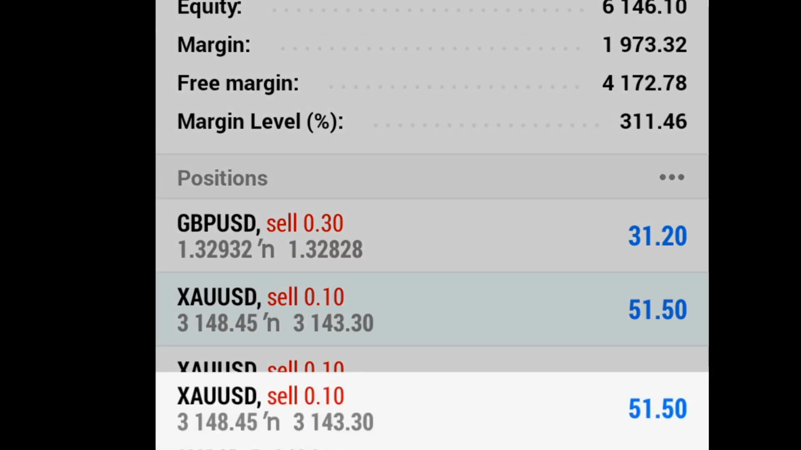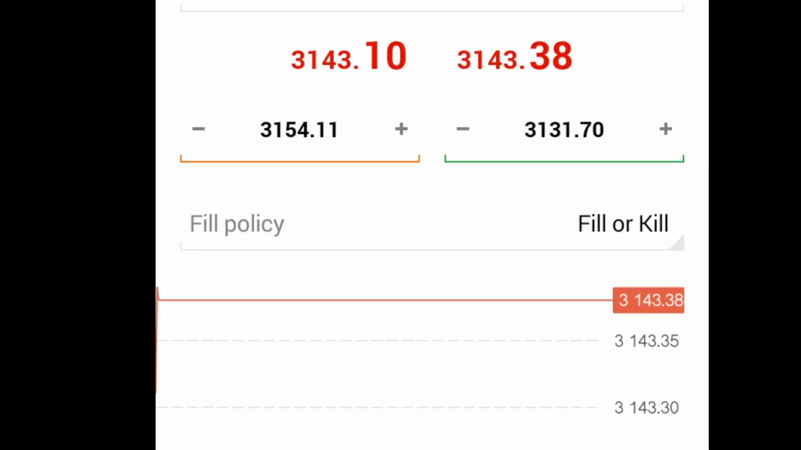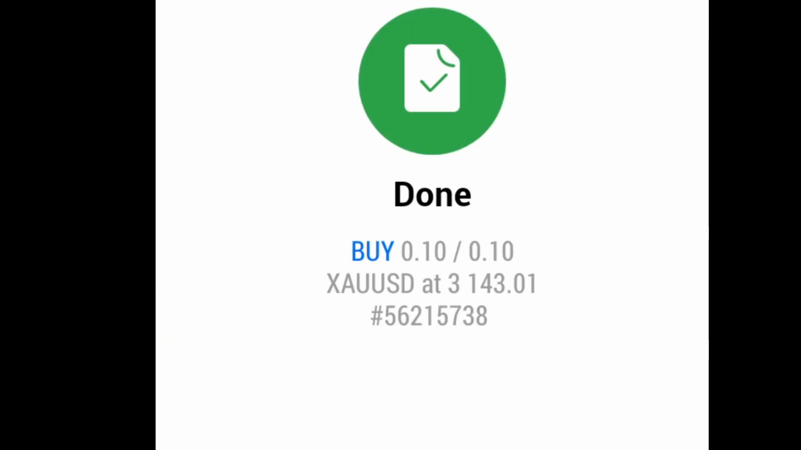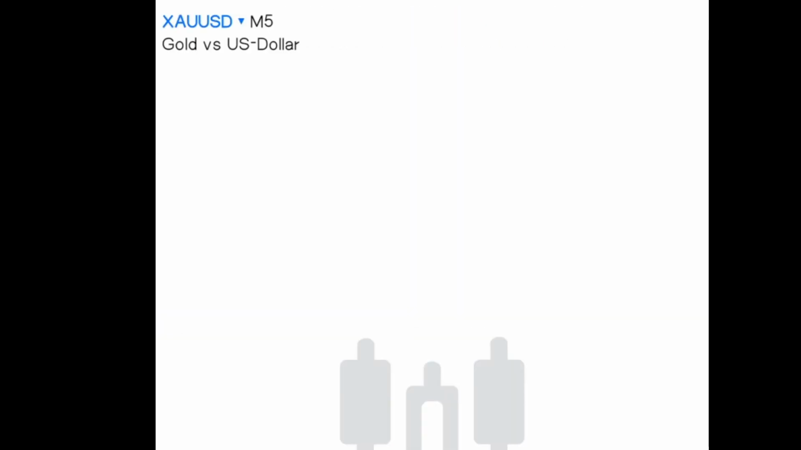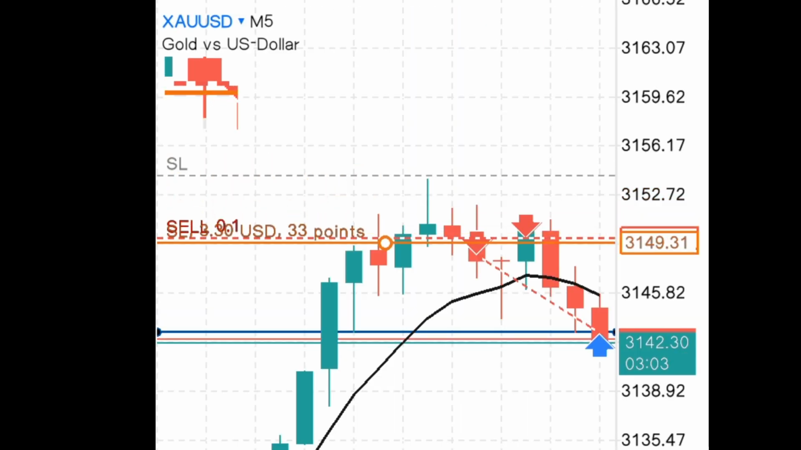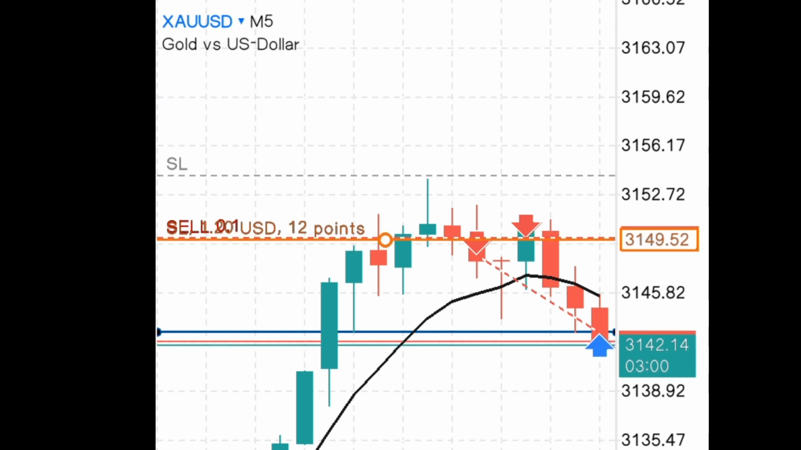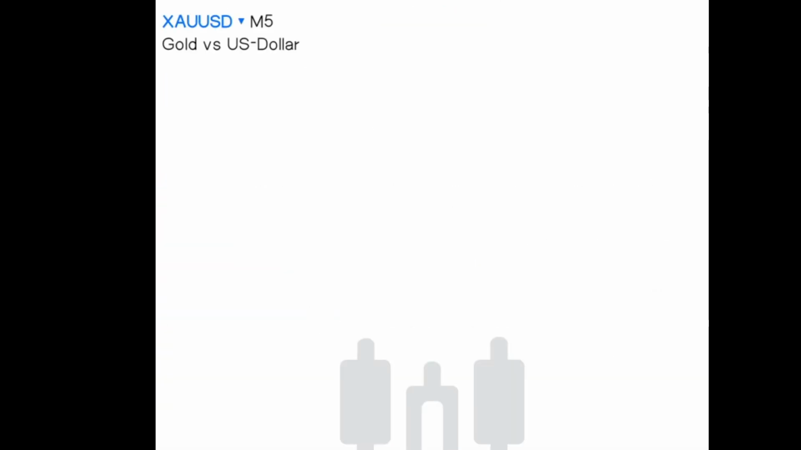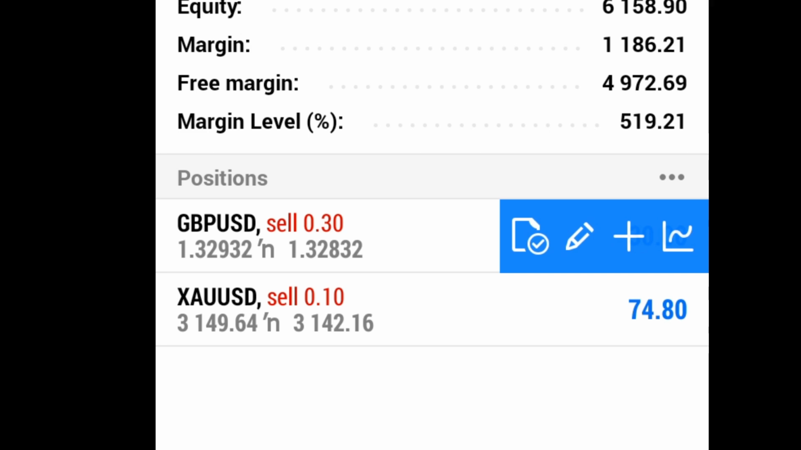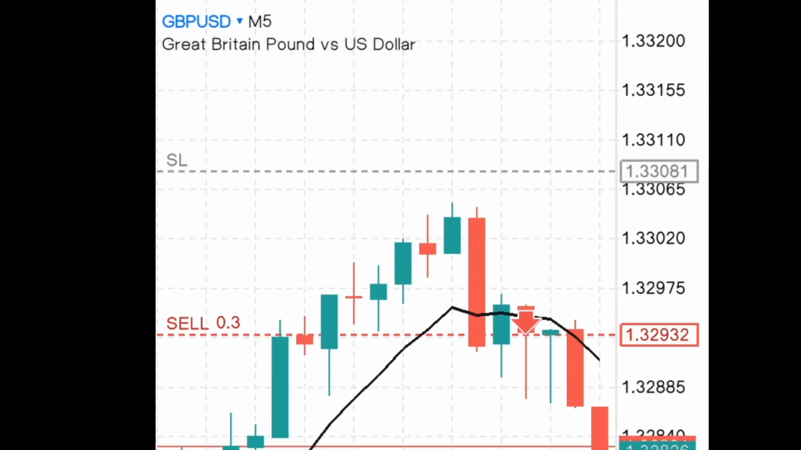So I'm closing one position with $51, so that's okay. And then I'm breaking even the other one. Here I'm moving the stop loss to break even. And for GBPUSD, I think it's okay.